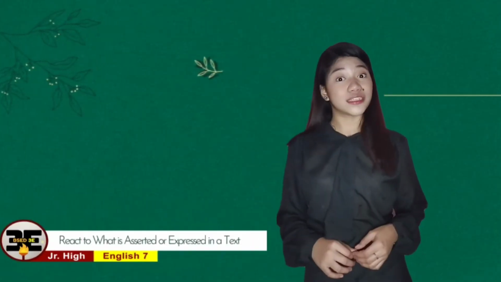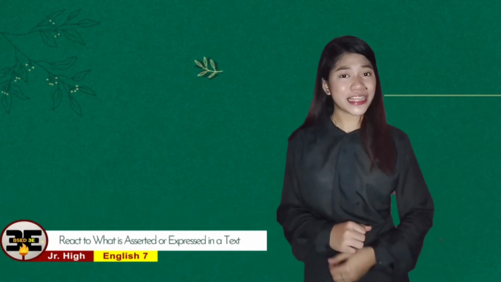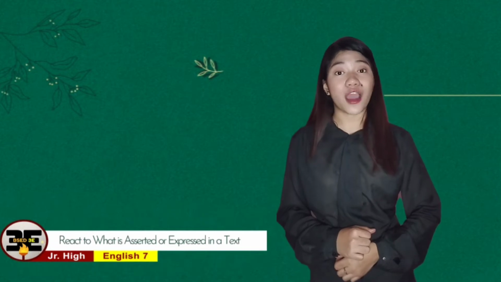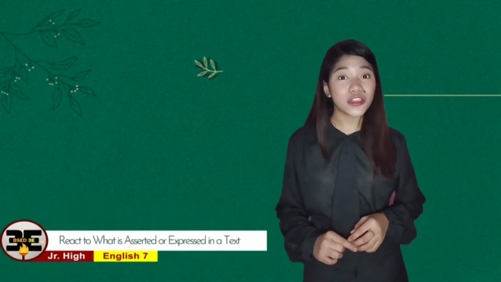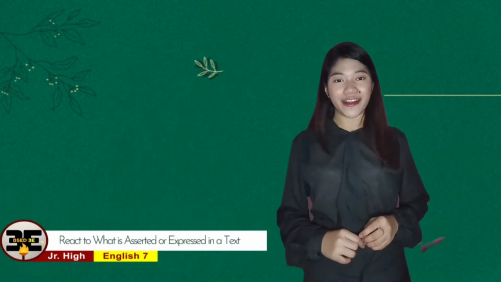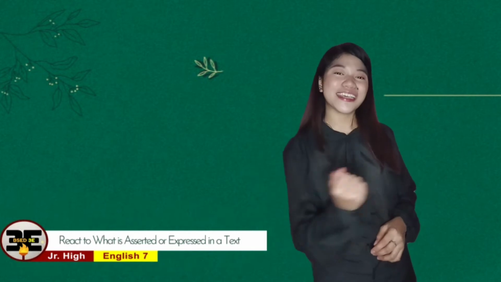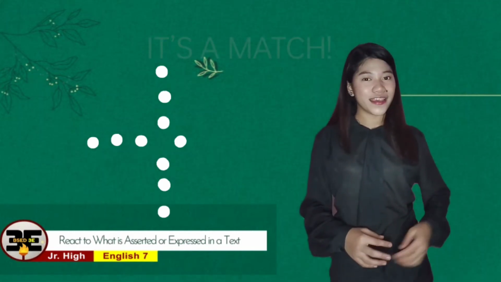Did you get all the types of assertion? Alright, it seems like you are all ready to dig in our tasks for today. Are you ready to collect all your emerald diamonds? I'm sure you are. Then, let's proceed. For our first task, it is called It's a Match.